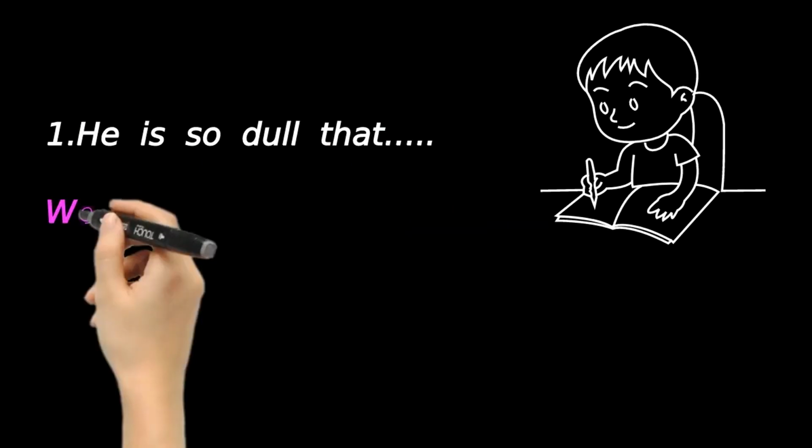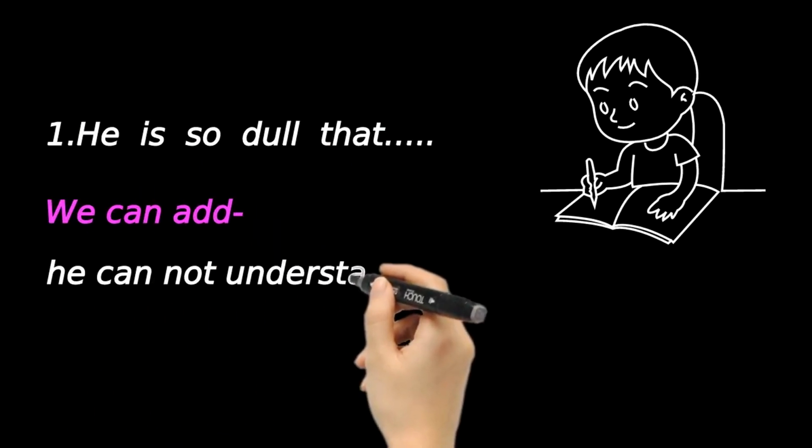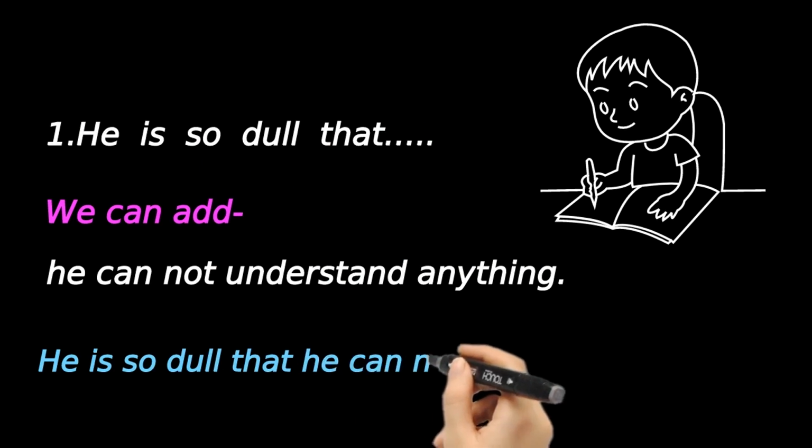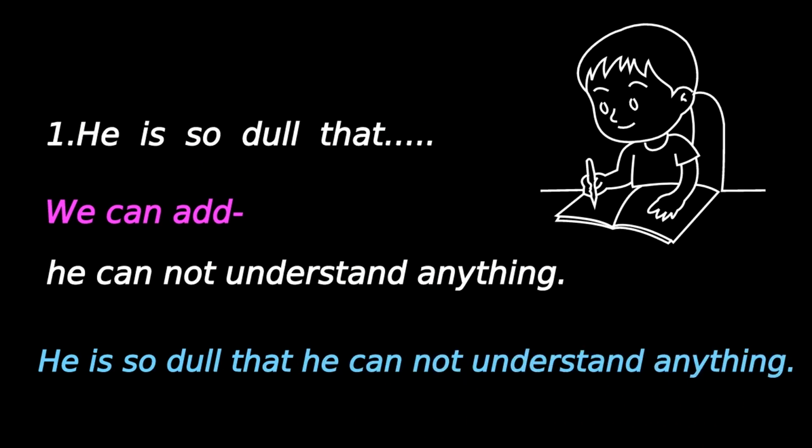1. He is so dull that, we can add, he cannot understand anything. So the completed sentence is 1. He is so dull that he cannot understand anything.